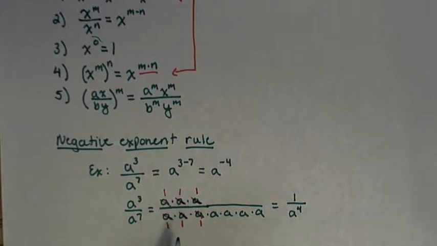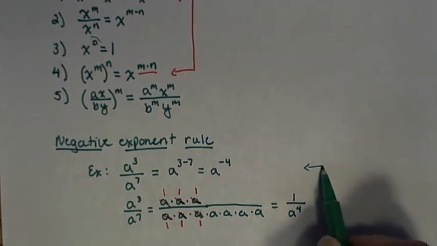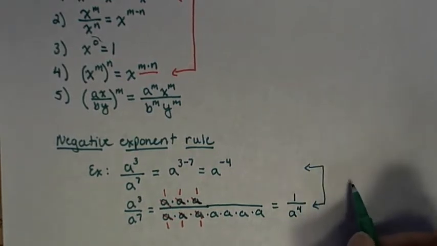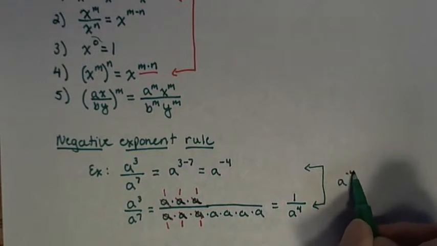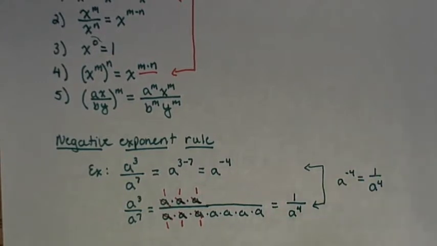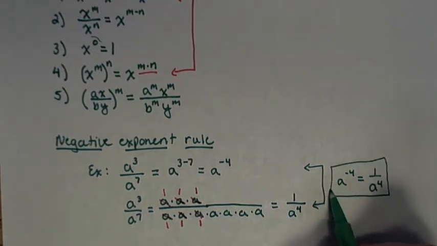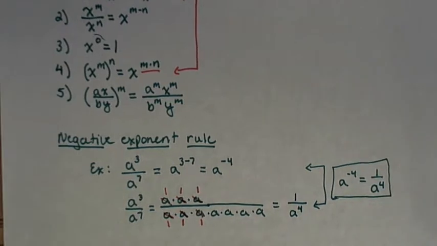So if I've done both of these in a way that is legal, then that would state that these 2 expressions should be the same. A to the negative 4 has to equal 1 over A to the 4th. And in fact, that is exactly what is true in this particular case.